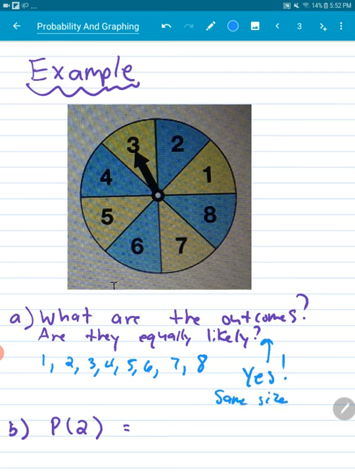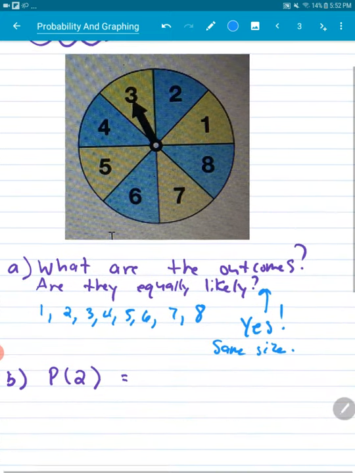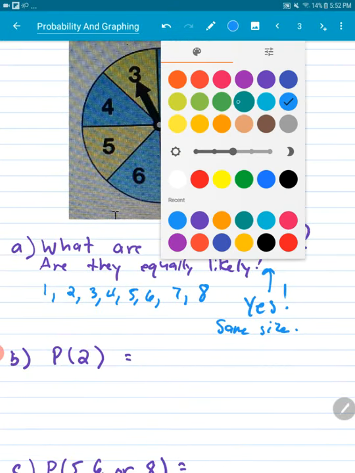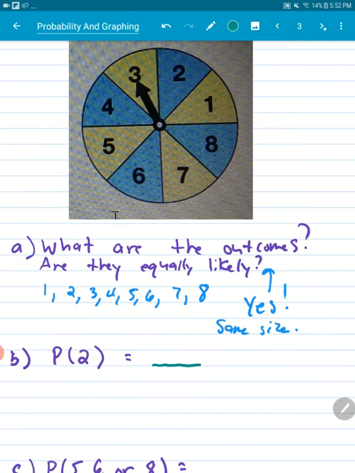Same size. So now, based on this, I want to know what's the probability of spinning and getting a 2. So remember that we have to have our total number of possible outcomes. This is now theoretical because we haven't actually spun the spinner yet, so we're seeing what are we supposed to get? If we roll a 2, what are the chances? So we know there's 8 total possible outcomes, and the chance of getting a 2, well, there's only one slice with the number 2. So our probability is 1 out of 8, and that is the lowest.